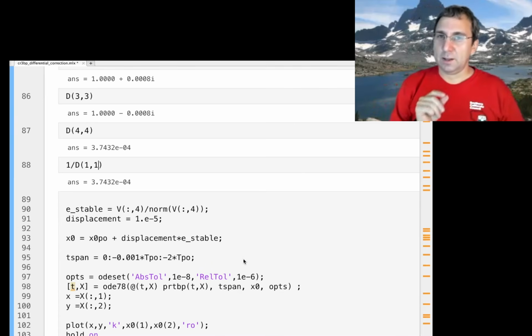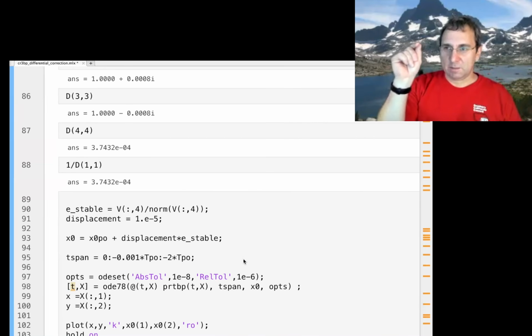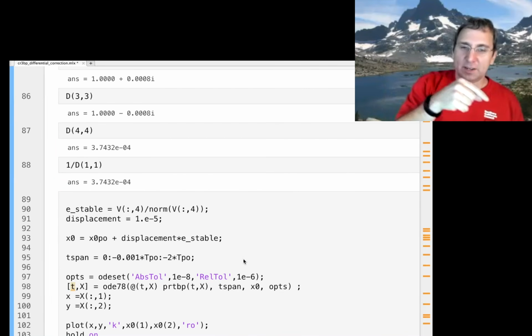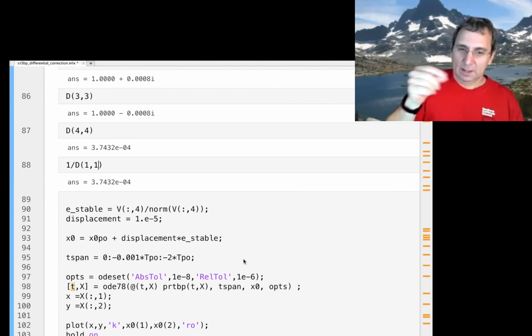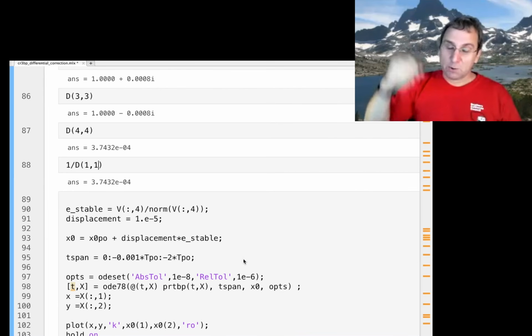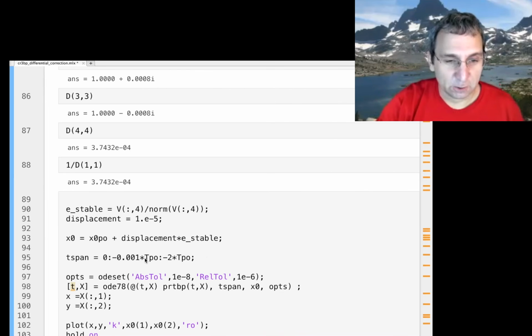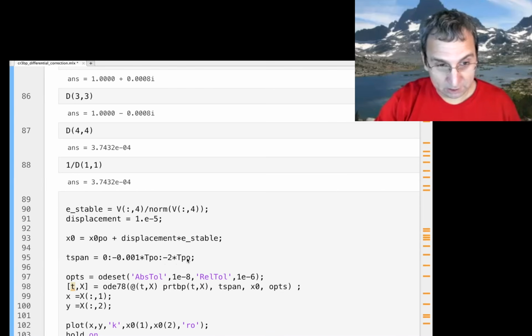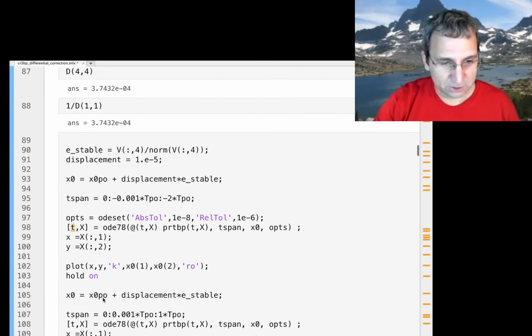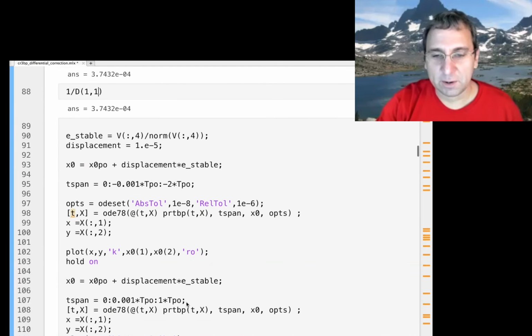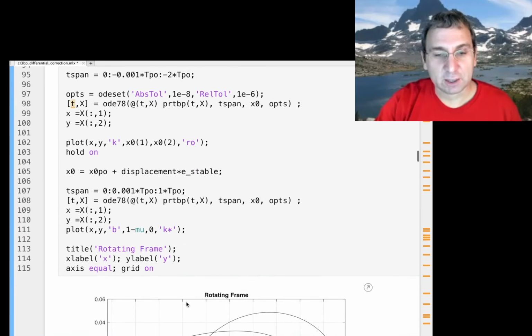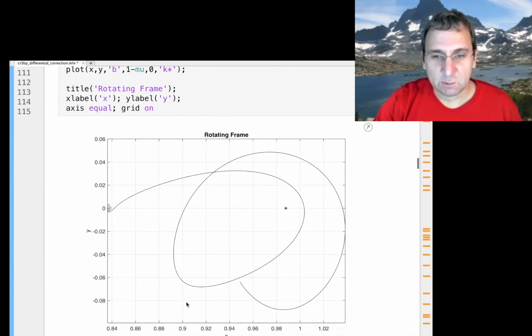So if I'm going to start along the stable eigenvector, if I go forward in time, I'll go towards the periodic orbit. So first I'm going to go backward in time. That's why this t-span goes backward. And I go backward 2 periods. I'm going to integrate that, plot it. But then I'll also start with that same initial condition and follow it forward 1 period. And then plot the result. This is what I get.